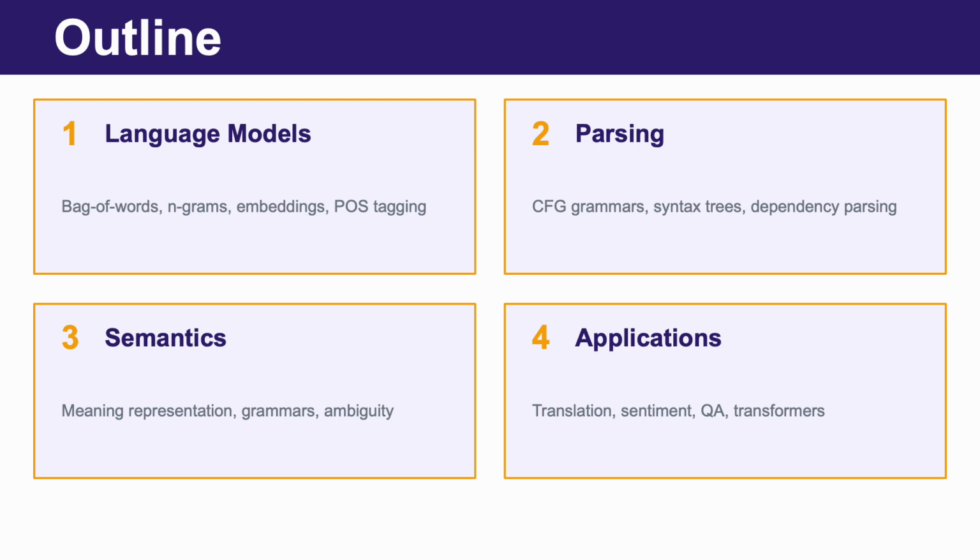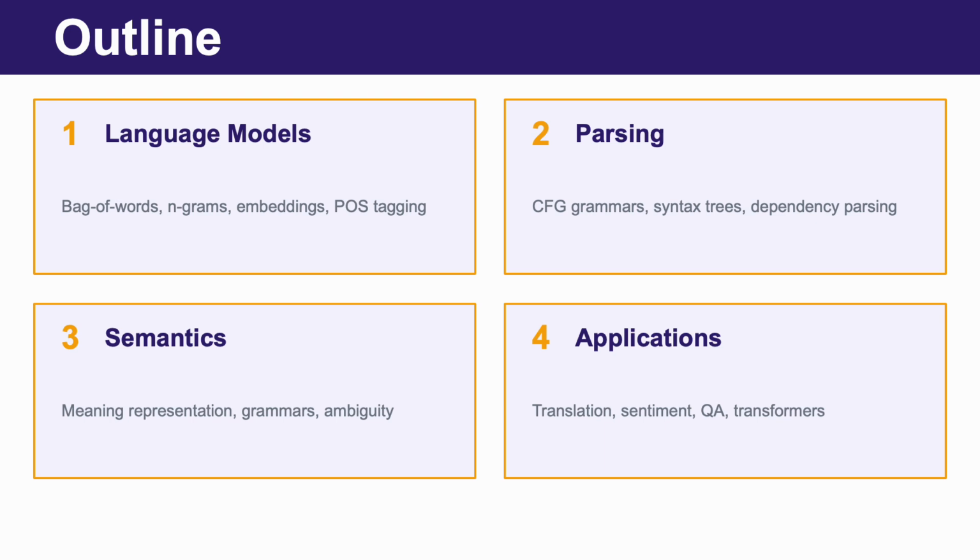This lecture is organized into 4 chapters for the sake of this lecture, or 4 sections that build on each other. Language models come first because they are the foundation. Without a way to represent and predict language, none of the other techniques are possible. Parsing and semantics come next and go deeper into structure and meaning. Applications come last because they combine everything from earlier discussions.